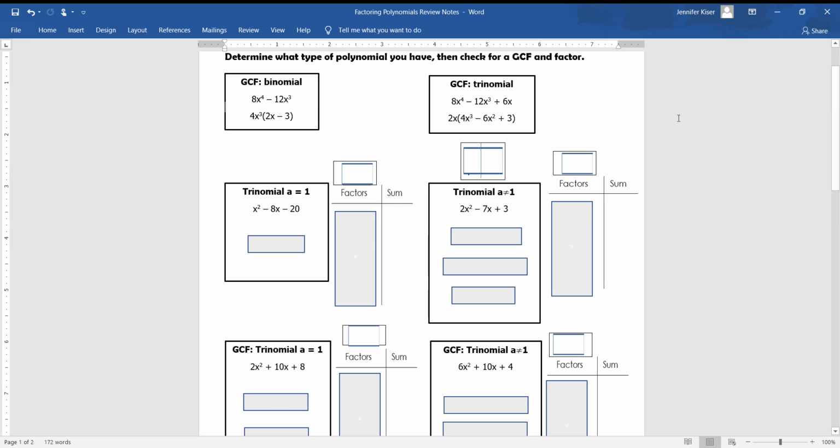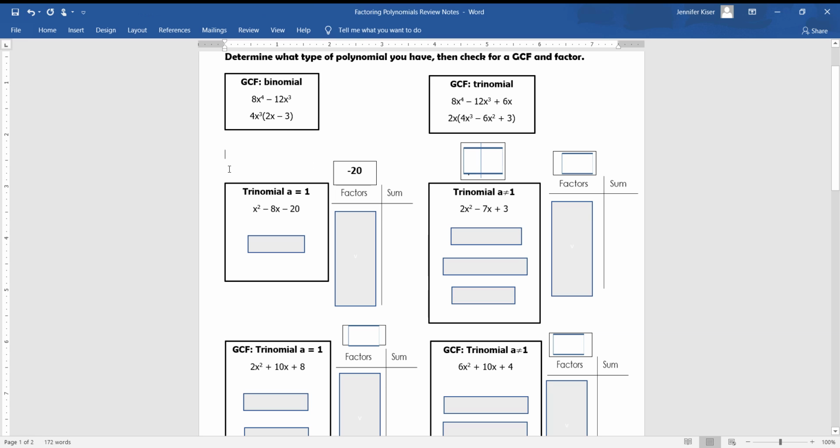And then for the trinomial ones, you always check for a GCF first as well. For this next one here, you have x squared minus 8x minus 20. So there's no GCF you can factor out from these 3. And since there's not a GCF you can factor out, you can just do a times c first. So negative 20 times 1. So that'll give you negative 20. So here you're looking for factors of negative 20 that would add to be the negative 8.